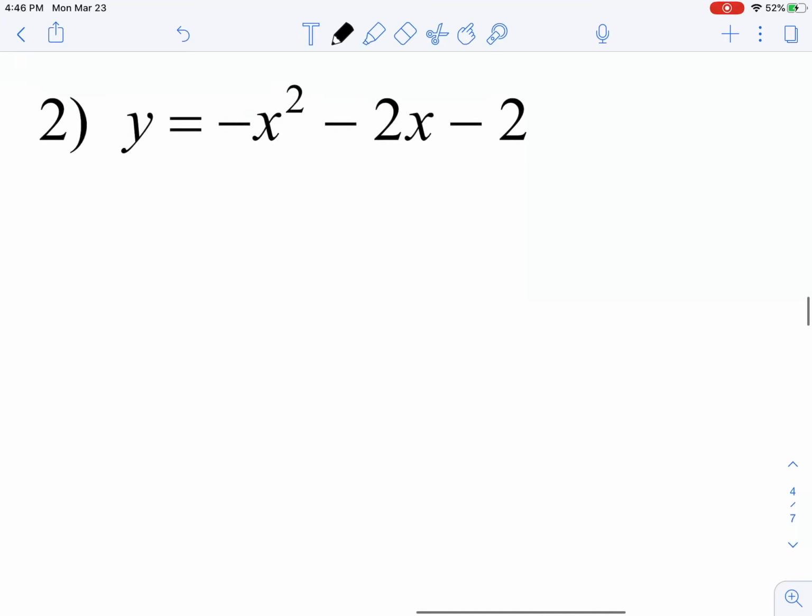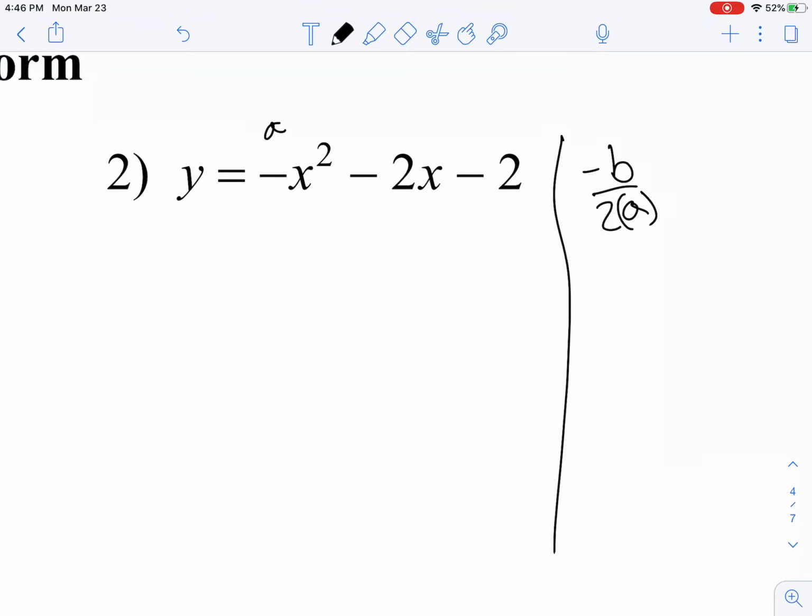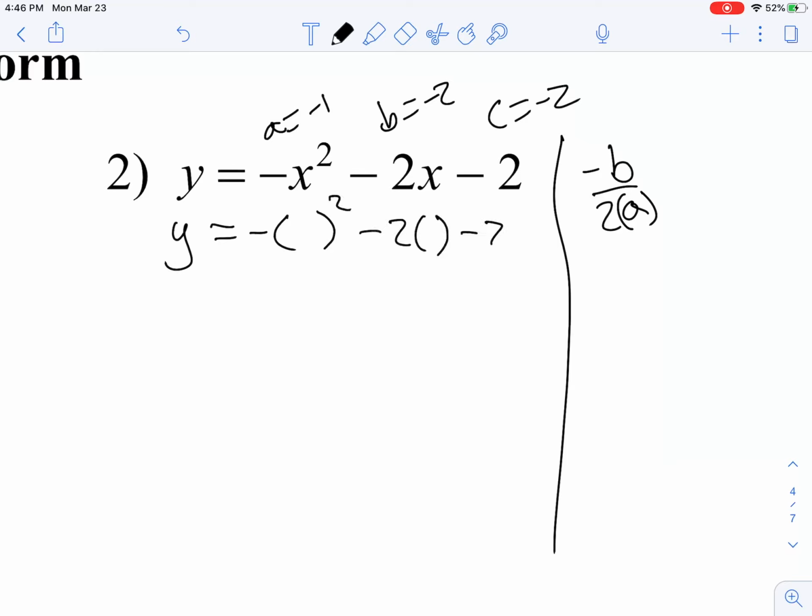All right, number 2. Negative b over 2 times a. We have our a, we have our b, we have our c, and we're building this out. Some number squared minus 2 times some number minus 2. And we know that v is equal to these two things.